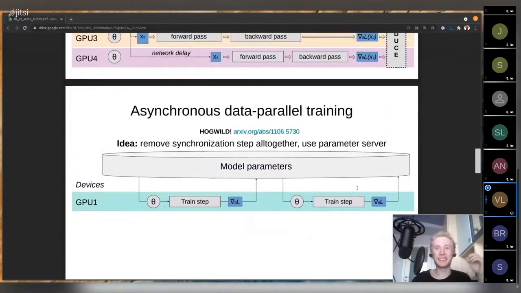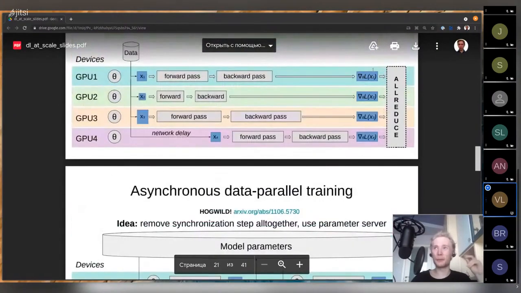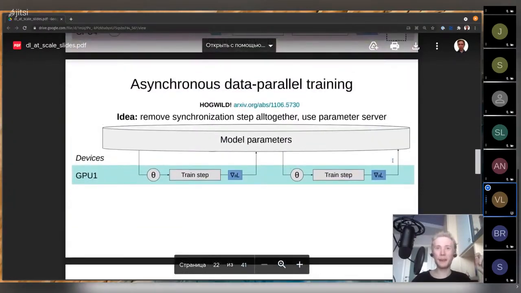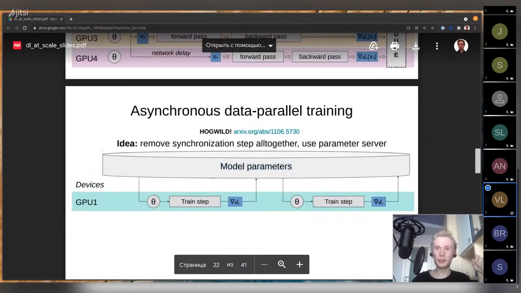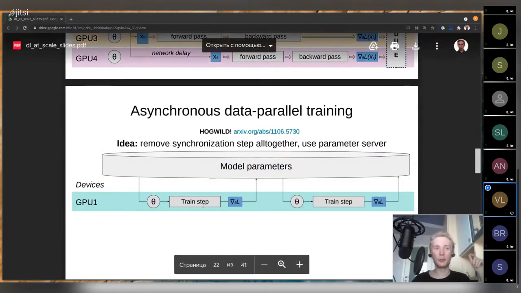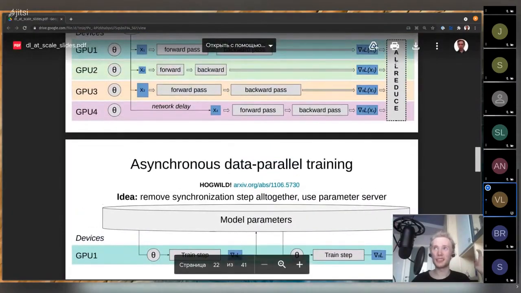The technique is just, instead of waiting for the synchronization step and then summing it all up, we have a central parameter server. We have a place where all of the parameters are stored, and we do everything asynchronously. So we don't actually synchronize the GPUs here.